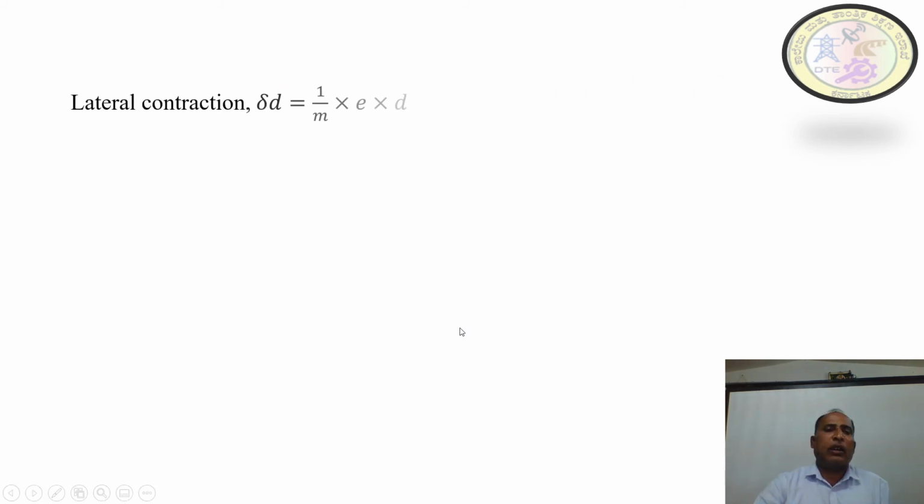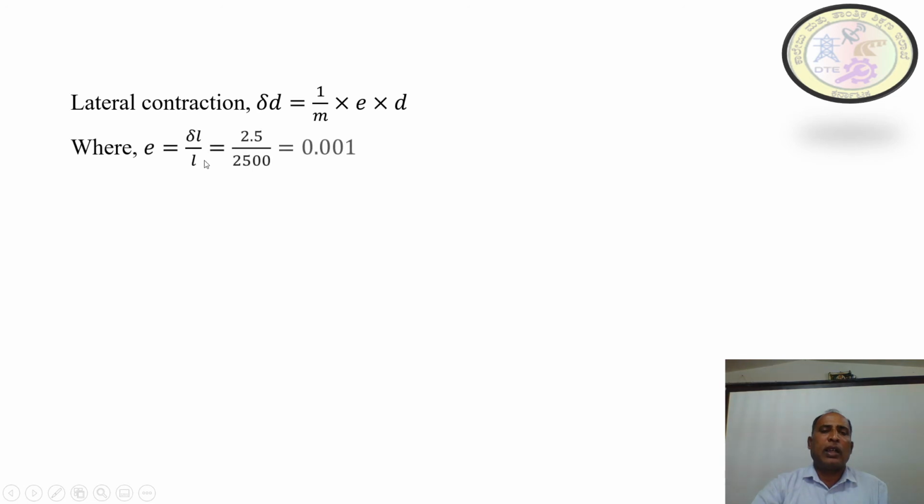Now the lateral contraction. Lateral contraction is nothing but change in diameter, because when a bar is subjected to tensile load, length is the linear dimension and diameter becomes the lateral dimension. The change in lateral dimension is the lateral contraction. Therefore delta D is equal to 1 by m into e into D. So here 1 by m is given and diameter is there, that is 50 mm. So e is required to calculate.